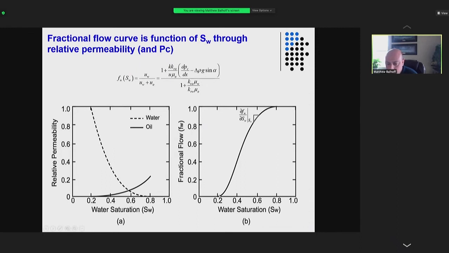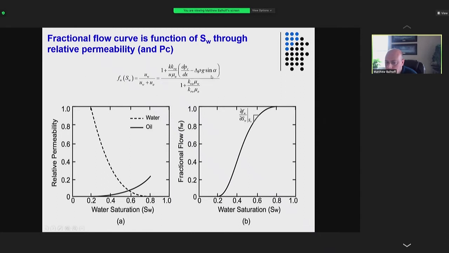Then it's going to start to increase as water saturation increases. There'll always be an inflection point. And then when you get all the way to 1 minus the residual oil saturation, then oil doesn't move. Right over here, we saw the relative permeability of oil was zero. And if oil doesn't move, then the fractional flow of oil is zero, which means the fractional flow of water is 1 or 100%.